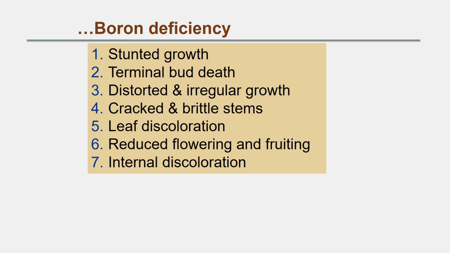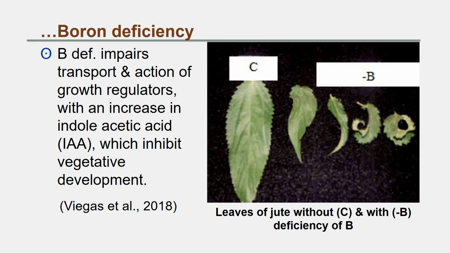You can see the major deficiency symptoms of boron: stunted growth, terminal bud death, means growth will be stopped further, distorted and irregular growth, cracked and brittle stems, means weaker stems, leaf discoloration, reduced flowering and fruiting, and internal discoloration can also happen due to boron deficiency. So, boron deficiency impairs transport and action of growth regulators with an increase in indole acetic acid which inhibits vegetative development.